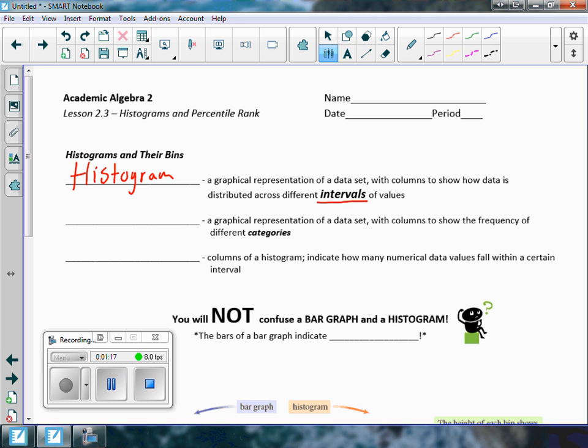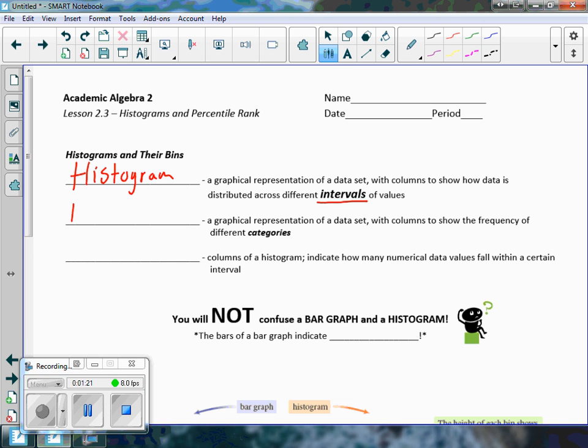Students often get histograms confused with what are called bar graphs. You probably made a bar graph when you were younger. Maybe you were in first or second grade and you surveyed your class what their favorite food was, and 10 people said it was pizza, and so you were able to make a bar graph that showed the category for pizza, and it would be 10 units high. We're going completely different, though, with the histogram.